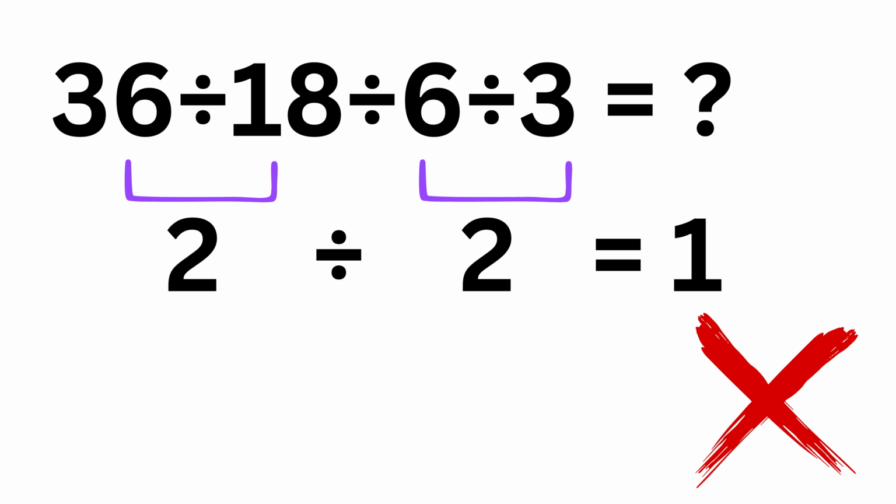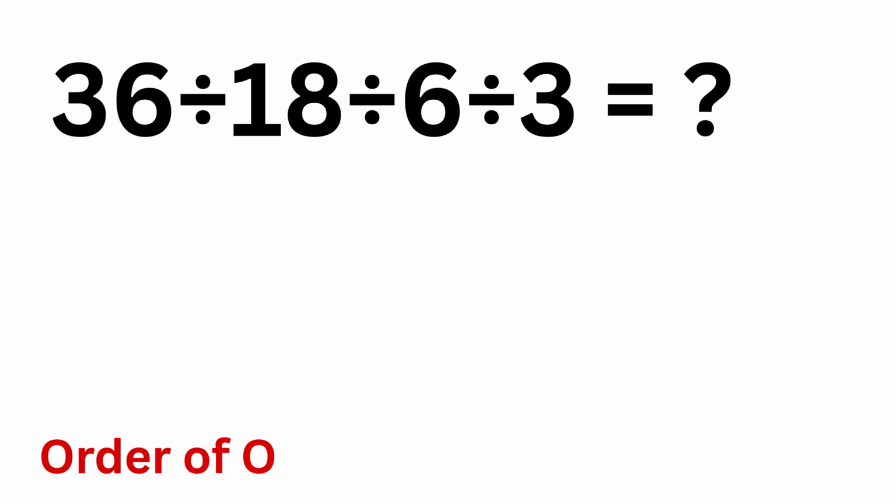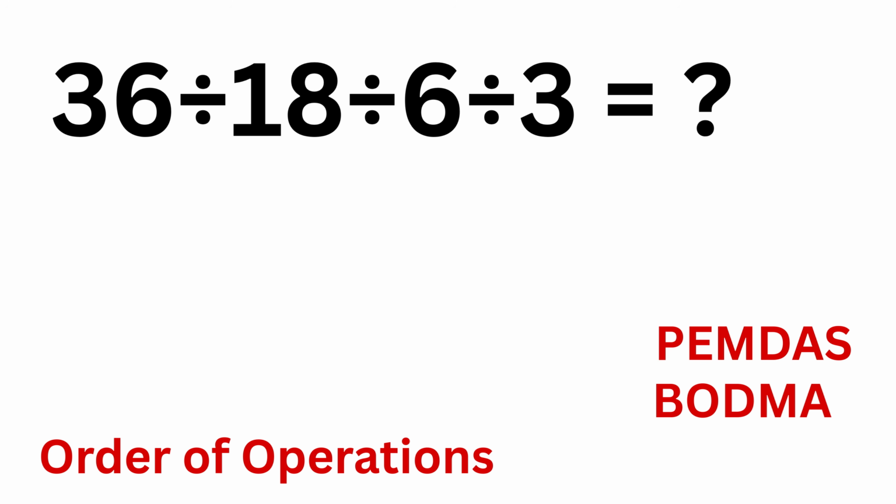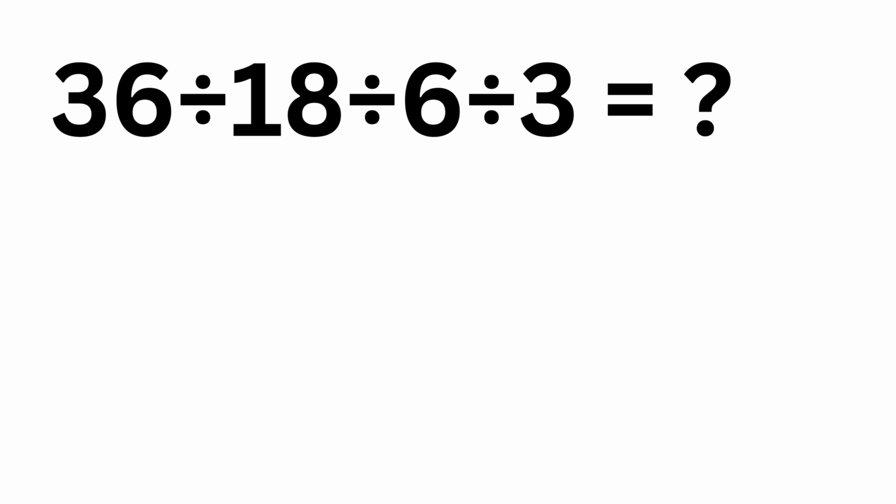But this answer is incorrect, because according to the order of operations, when we have more than one division in an expression, we have to work from left to right. So here first we have to do the first division, then the next division, and finally the last division.